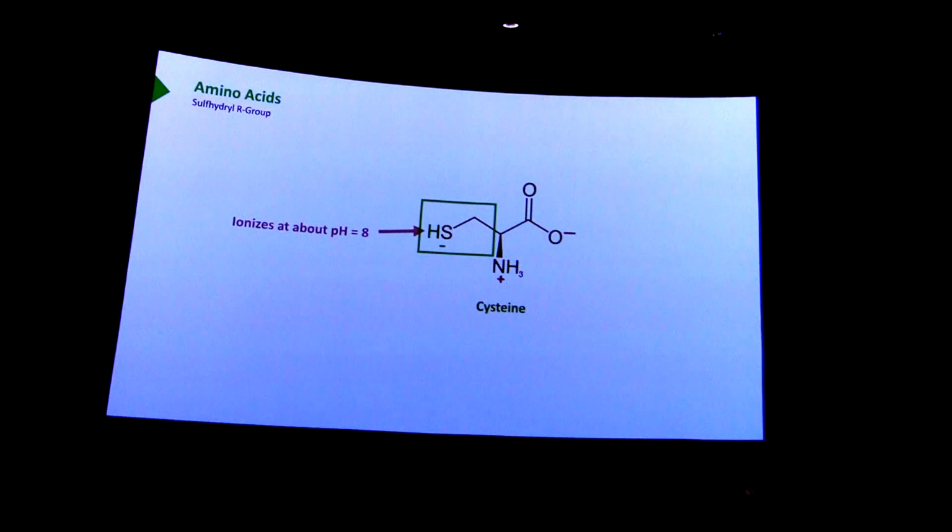What's the strength of a disulfide bond compared to a hydrogen bond, folks? Much stronger. I have just now made a very strong link to help hold that protein together. Cysteines play very important roles in stabilizing protein structure. We'll see some examples of that later. Okay?